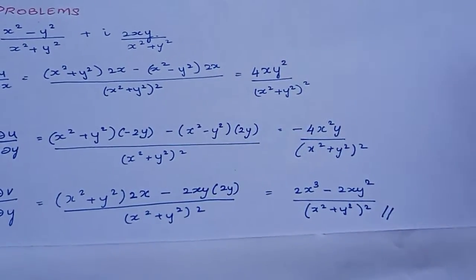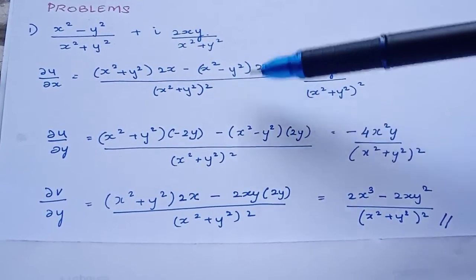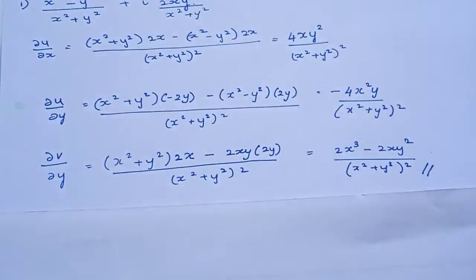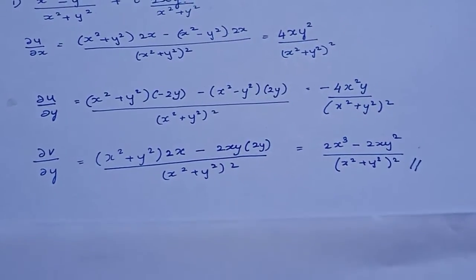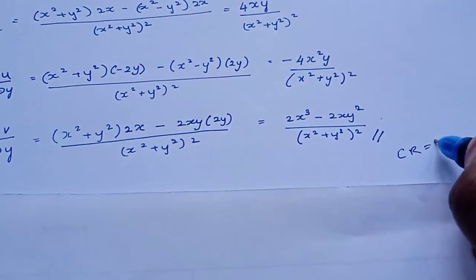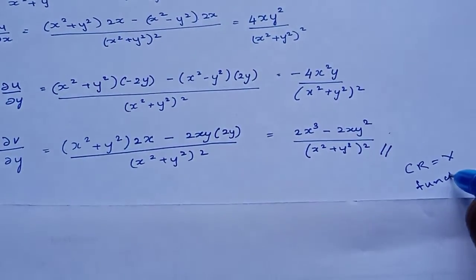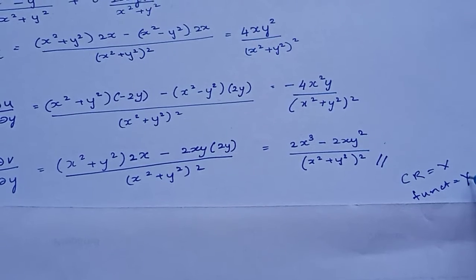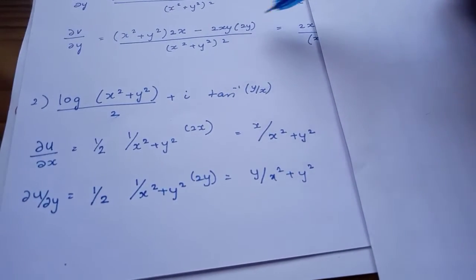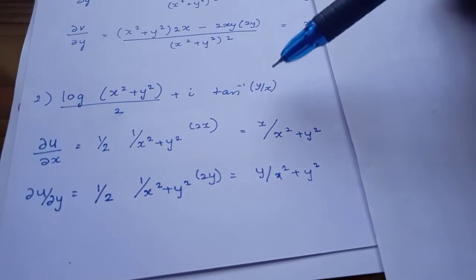According to the Cauchy-Riemann equation, you have to see whether dou u by dou x is equal to dou v by dou y. By the answer, we get to know it is not equal. So the final answer, we can say that CR equations are not satisfied and the given function is not analytic. So in the first question we saw that it does not satisfy CR equations and it is not an analytic function. Next we can move on to the second question.